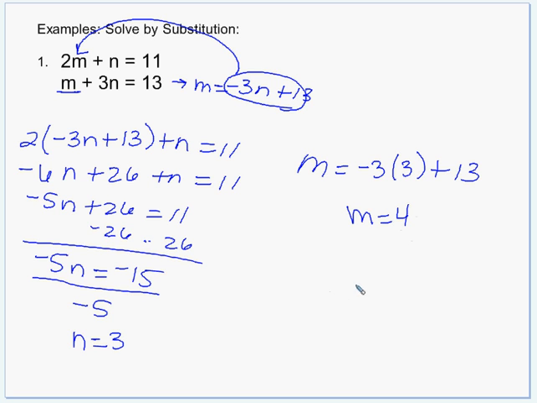So we need to write this as a point. Now usually our point is x, y. Even though they give us other variables, just go ahead and plug them in alphabetical order. So it would be 4, 3 as a point.